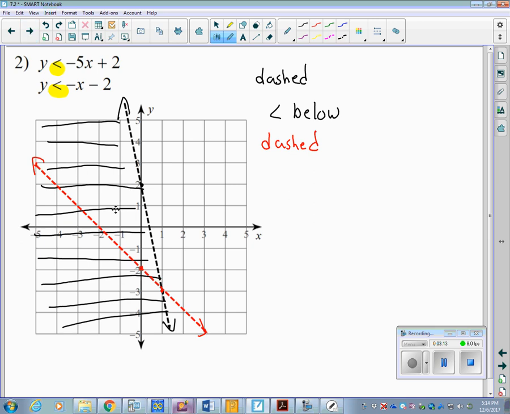Okay, now I have my line and it's dashed here. And take a look to see where I shade. Well, because it's less than again, I'm going to also shade below. And I'm going to use vertical lines for this one.